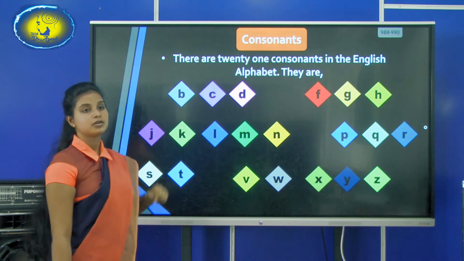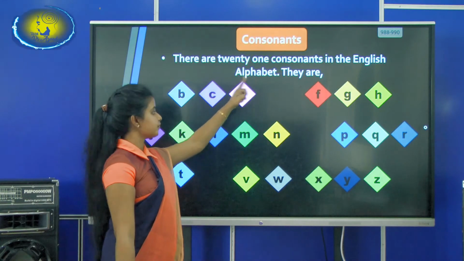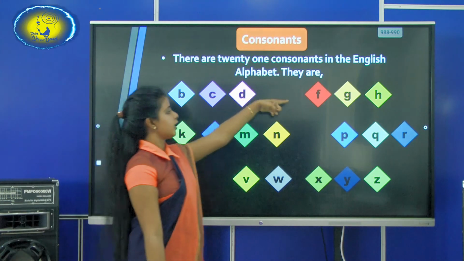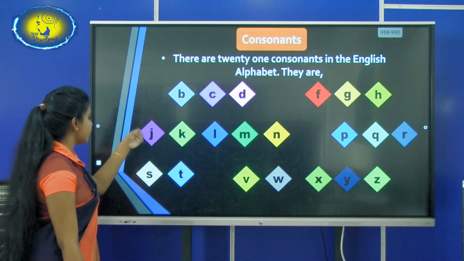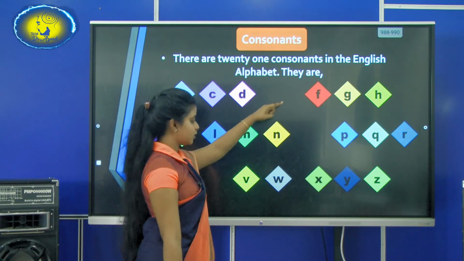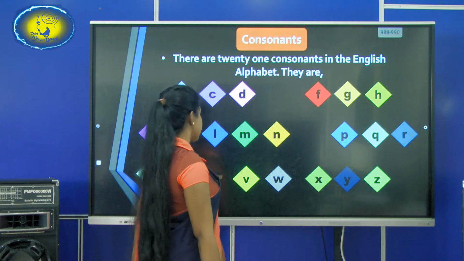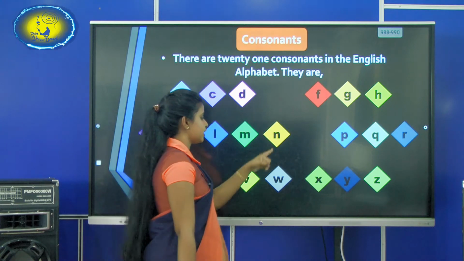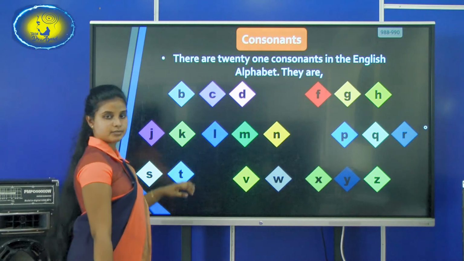We have 21 consonants. They are B, C, D, E. E is not there because E is a vowel. F, G, H. I is not there because I is a vowel. J, K, L, M, N. O is missing here. Why that? Because O is a vowel. P, Q, R, S, T. U is not there because U is a vowel. V, W, X, Y, Z. So these are the 21 consonant letters in our alphabet.